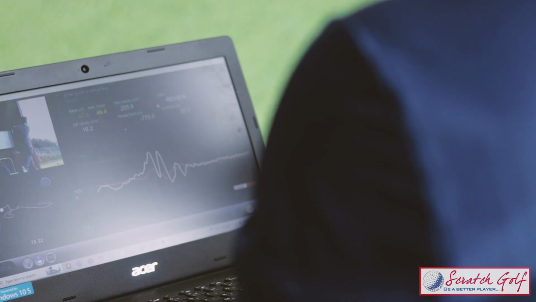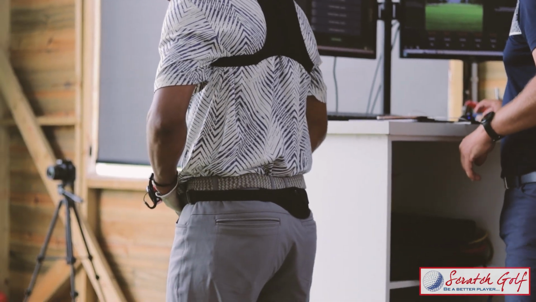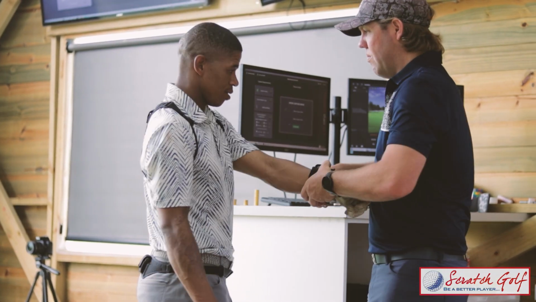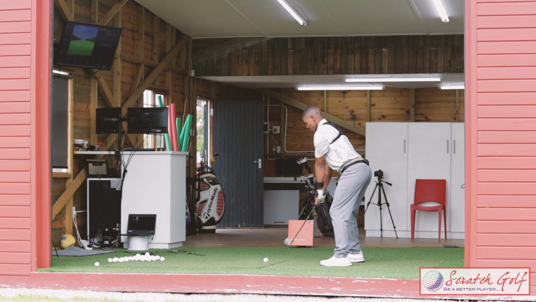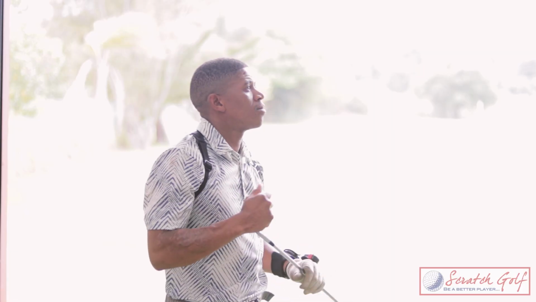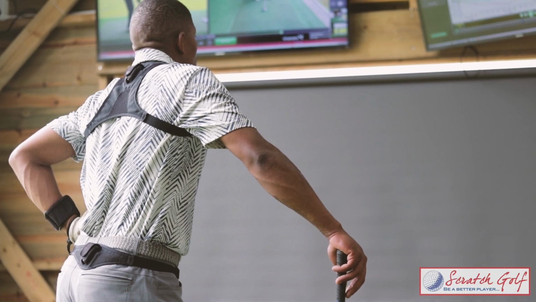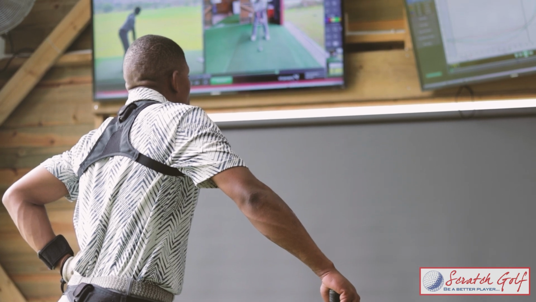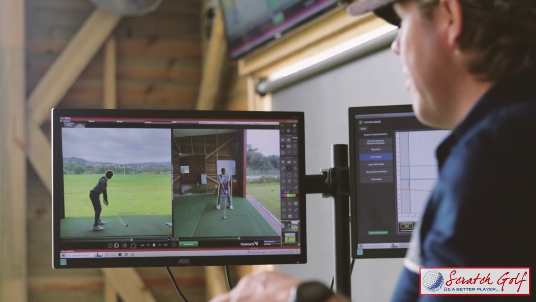When we put him on the 3D data, we noticed that his pelvis actually wasn't moving very well, and his pelvis would climb up through his golf swing. So with the 3D, we were able to figure out exactly where it was. Then we put him on the pressure plates, and from the pressure, we were able to identify where his feet were. And what we noticed was he was actually sitting really deep in his right foot.